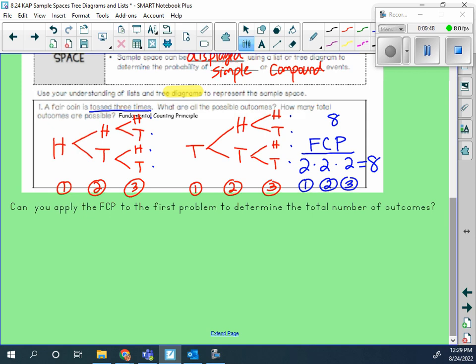So I like the fundamental counting principle because it's like a check. It's like proof that I did my thing right the first way. So this is a good way to check yourself. Okay. Any questions?